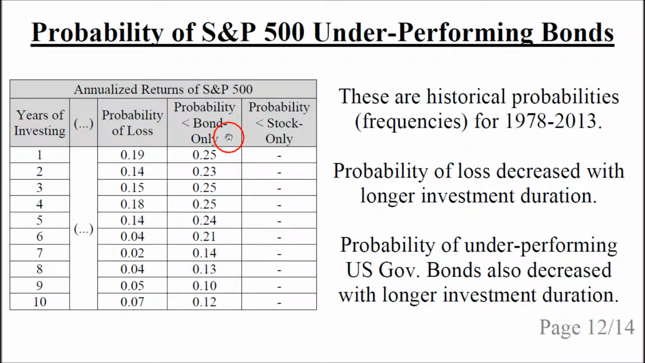We can also look at the probability of underperforming US government bonds. For investment periods of 1 year, the probability was 0.25 or 25% that the S&P 500 performed worse than an investment in US government bonds. And as you can see, the probability decreases as the investment period gets longer. For a 10-year investment period, the probability was 12% that the S&P 500 performed worse than an investment in US government bonds.